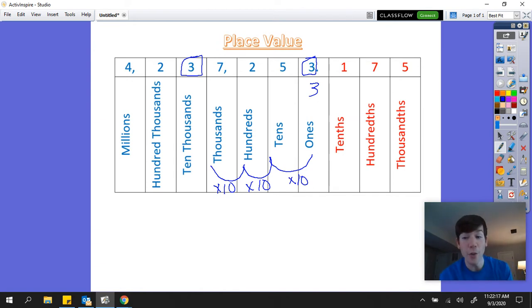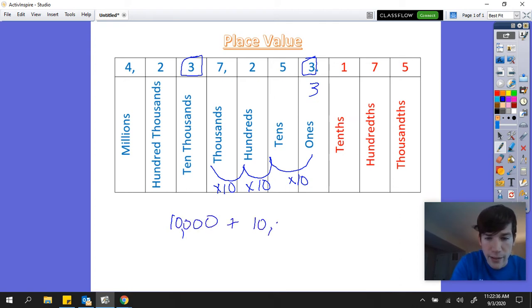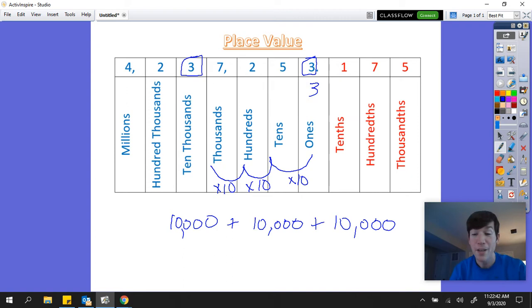Now, the other 3, while also a 3, has a different value because it's in a different place. It doesn't just represent 3 ones, but instead it represents 3 10,000s. Or in other words, it represents 10,000 plus 10,000 plus 10,000, or 3 groups of 10,000. So 10,000, 10,000, 10,000.